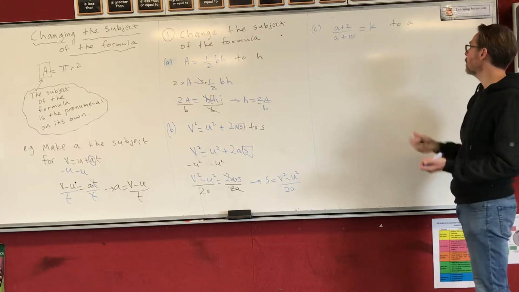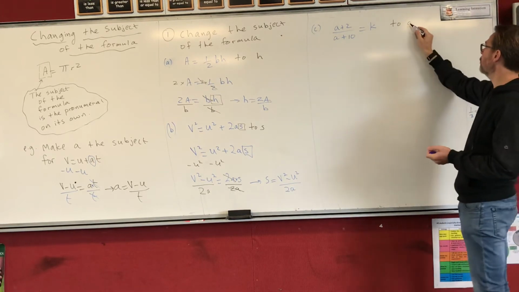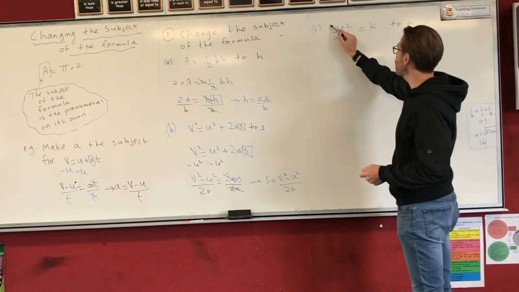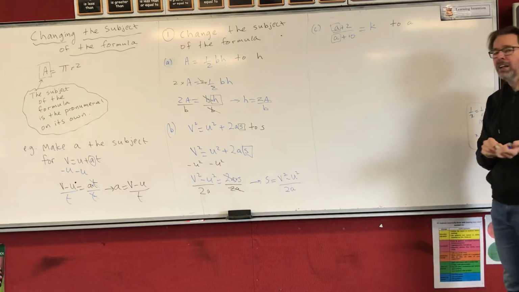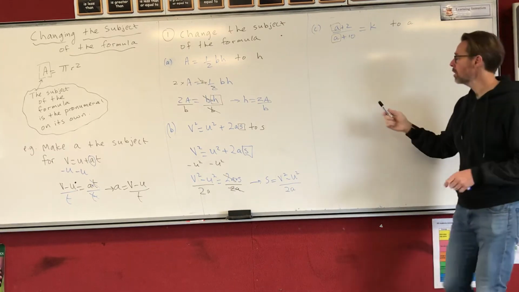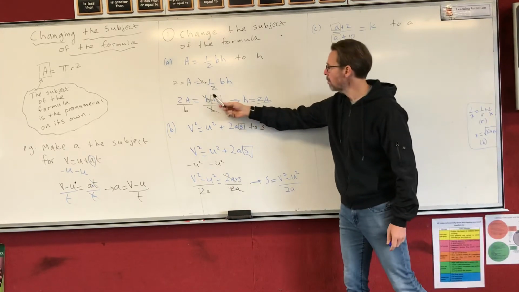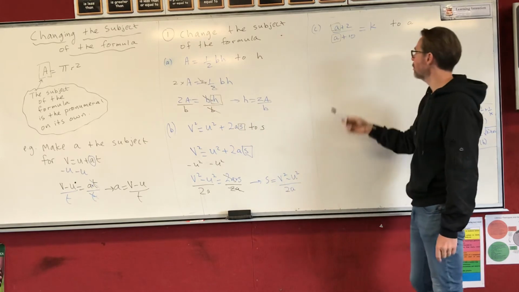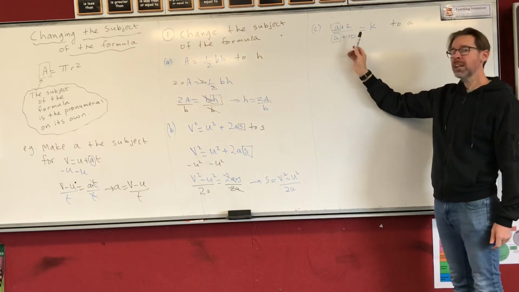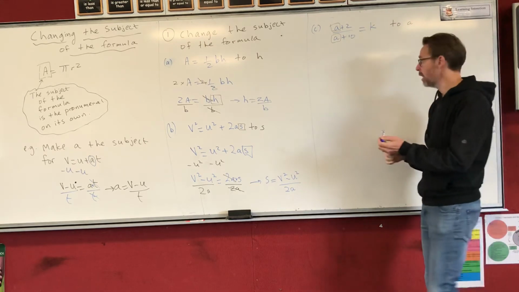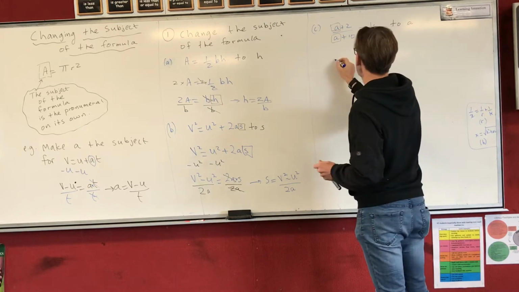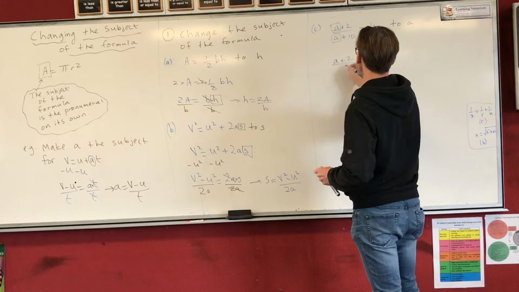Now this is a harder question. We've got to change the subject of the formula to A. But notice there are 2 A's here. 2 A's. Now, we're going to use kind of a similar technique to the first one, part A. We're going to get rid of the fraction, which means we're going to multiply both sides by the denominator. So I'm going to write this question out again. This is a harder question.